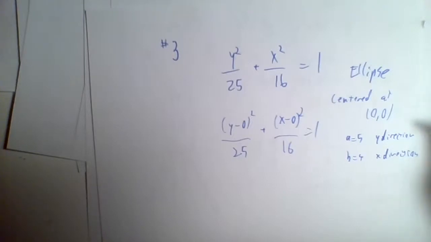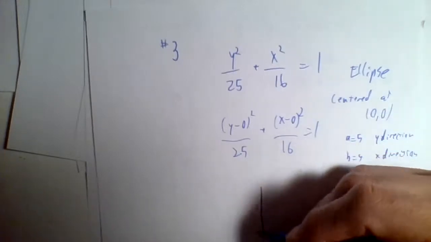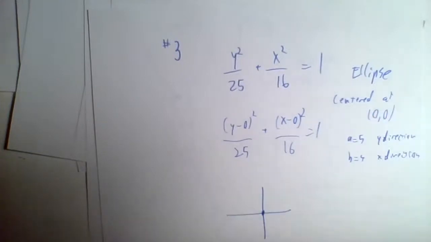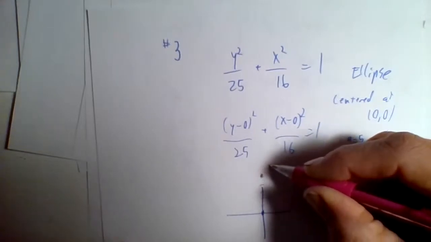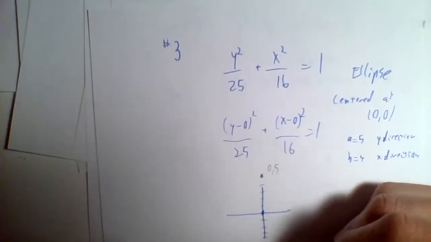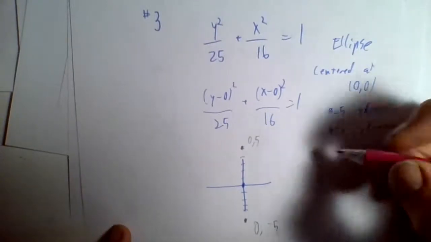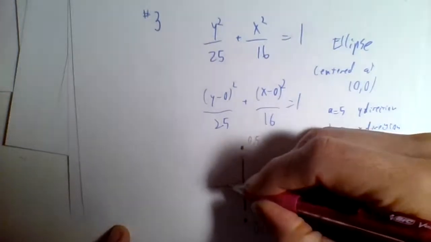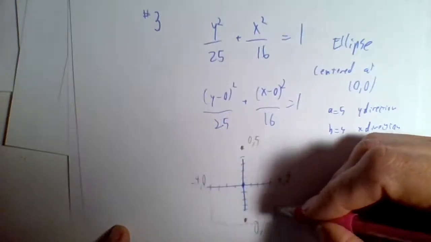So the graph of that, I can draw the box, but the ellipse stays inside the graph. Centered at 0, 0. 5 units in the y direction, plus or minus 5 in the y direction from here. That's 0, 5, 0, negative 5. 4 units in the x direction, 4, 0, negative 4, 0. You can draw the box if you want to.